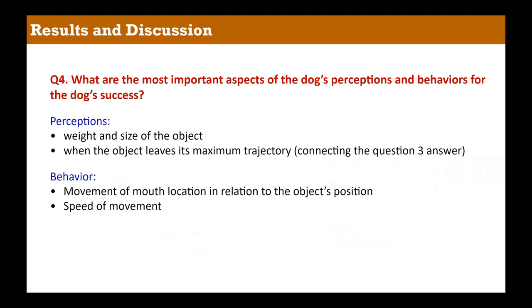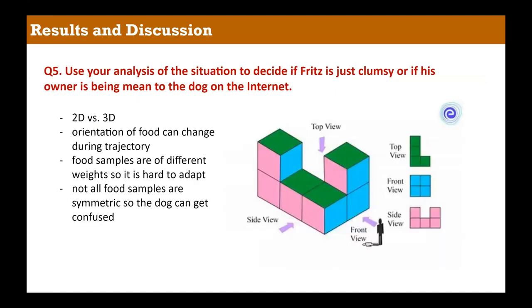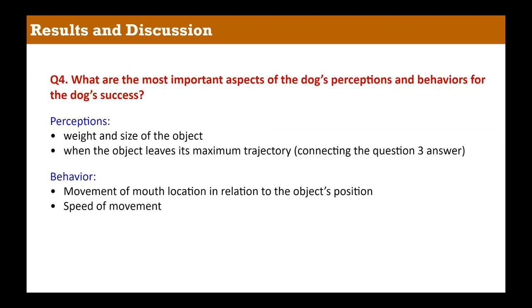Question 4. Perception-wise, the dog needs to understand the weight and size of the object, which can be roughly understood from the terminal velocity of the object during its trajectory. It also should perceive when the object drops from its maximum trajectory, allowing it to maximize its time to relocate itself into the correct position.